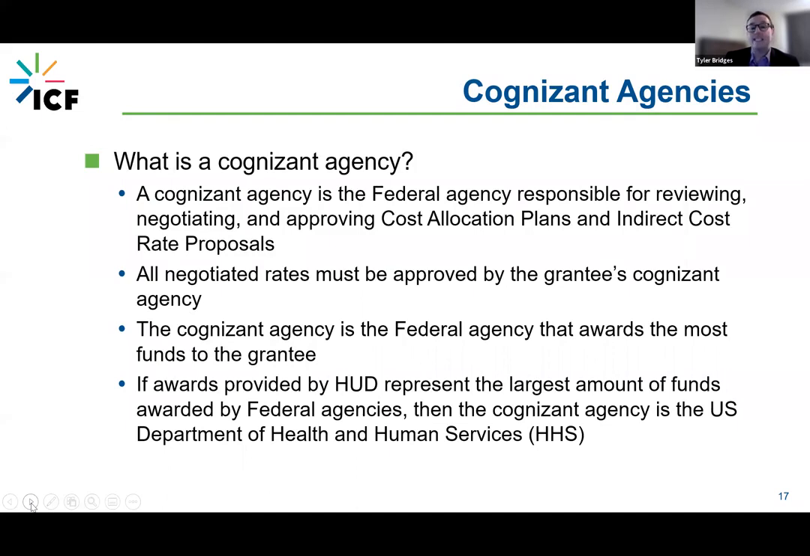A grantee's cognizant agency is the federal agency that awards the most funds to the grantee. If awards provided by HUD represent the largest amount of funds awarded by federal agencies, then the cognizant agency is the U.S. Department of Health and Human Services, or HHS.